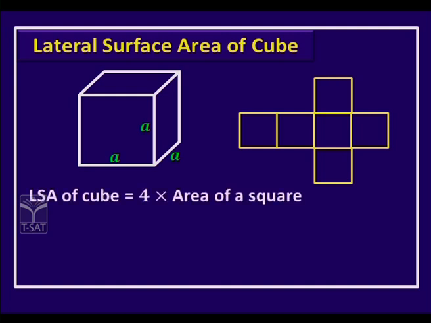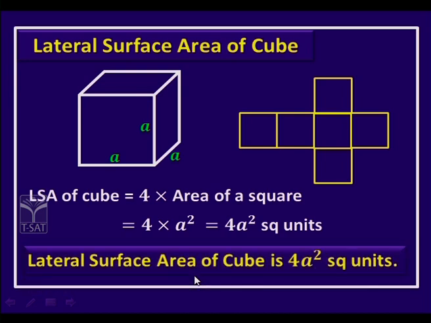Now, let us find out the lateral surface area of cube. Already we have seen lateral surface area means only 4 surfaces, right, children? So, 4 into area of a square. Area of a square is A square, so 4 into A square. What is 4 into A square, children? 4A square. Hence, we can say the lateral surface area of cube is 4A square square units.